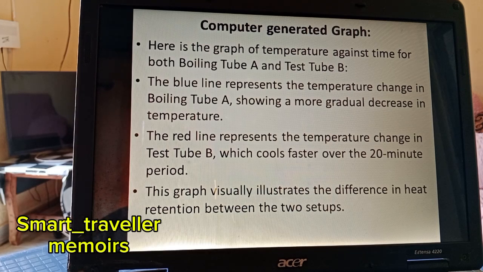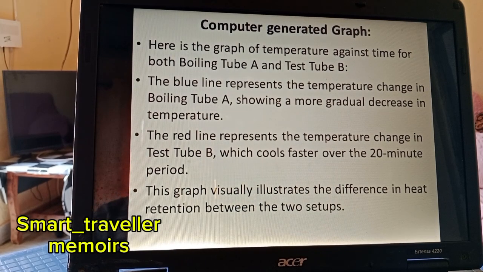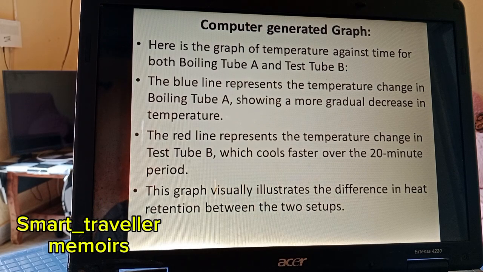Computer-generated graph. Here is the graph of temperature against time for both boiling tube A and test tube B. The blue line represents the temperature change in boiling tube A, showing a more gradual decrease in temperature. The red line represents the temperature change in test tube B, which cools faster over the 20-minute period.